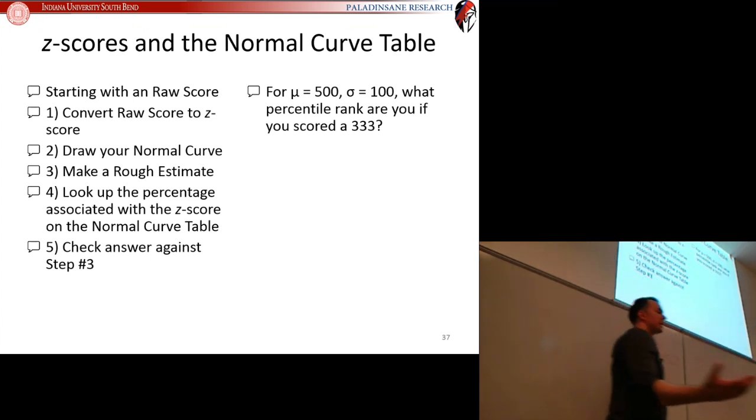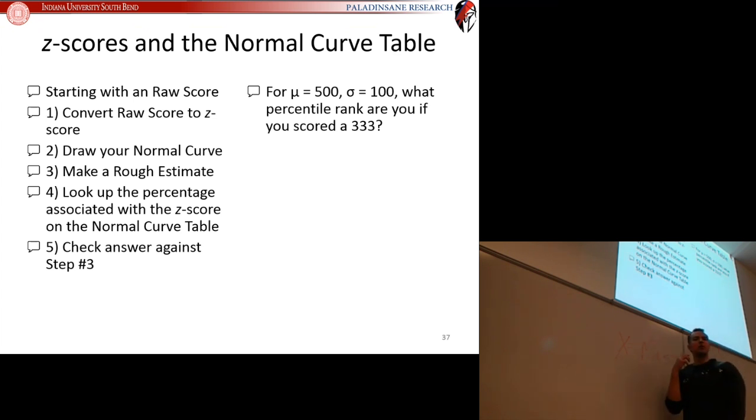So speaking of SATs, each individual section of the SAT has a mean of 500, a standard deviation of 100. Those are standardized scores. So for a population mean of 500, and a standard deviation of 100, what percentile rank are you in if you scored a 333? So if you scored 333 on the SATs, what percentile rank are you in? How many people did as well or worse than you did?